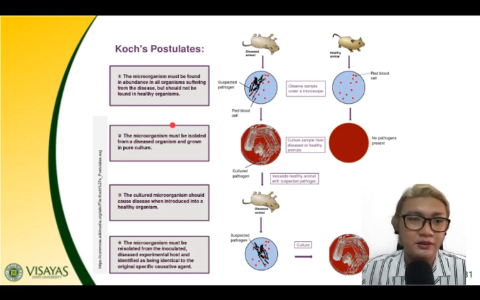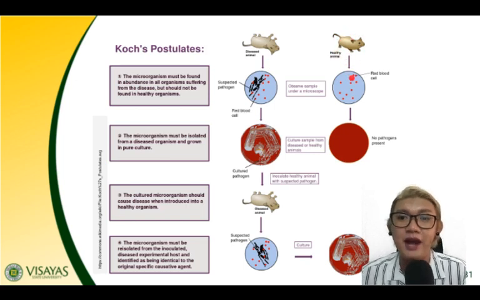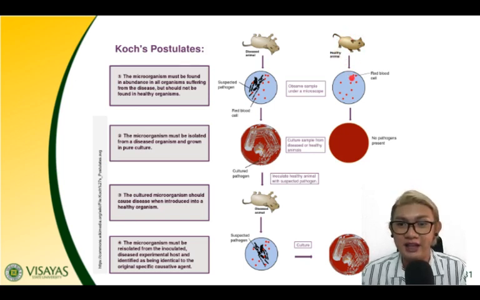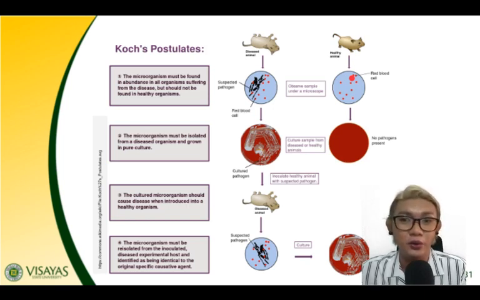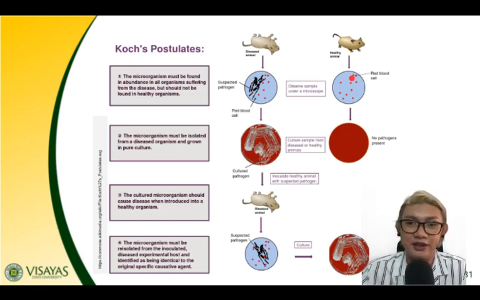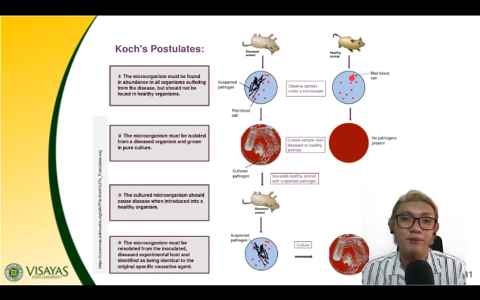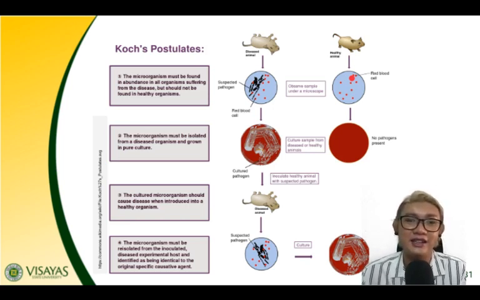First, the microorganism must be found in abundance in all organisms suffering from the disease, but should not be found in healthy organisms. So if you try to investigate, for example, a new occurrence of pigs dying, or cattle dying, and you don't know what the causative agent is, you must take samples from the diseased, the ones that died, and from the healthy, so that you compare which is present in the diseased that is not present in the healthy animal.